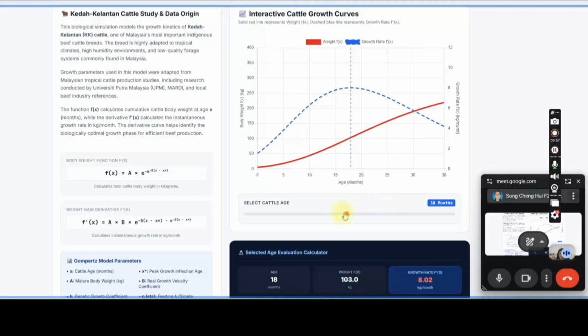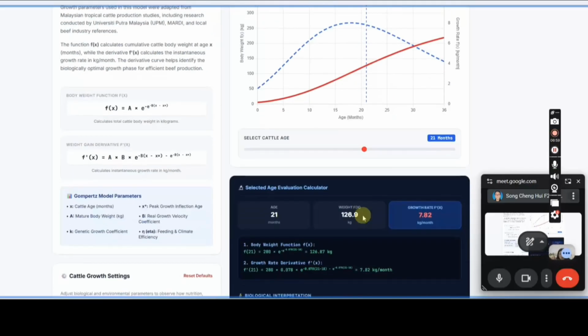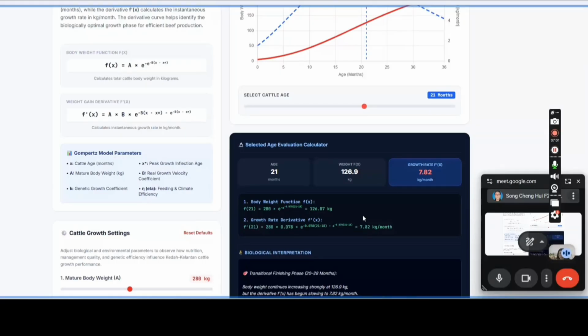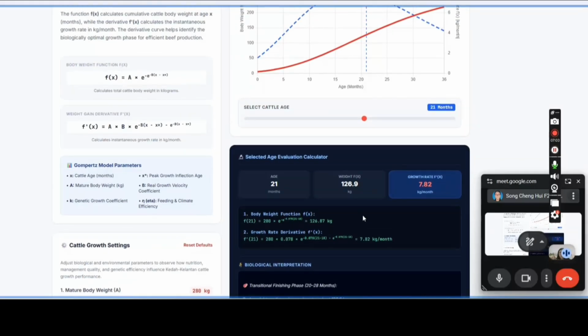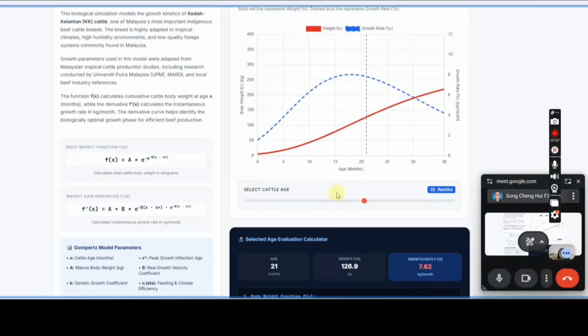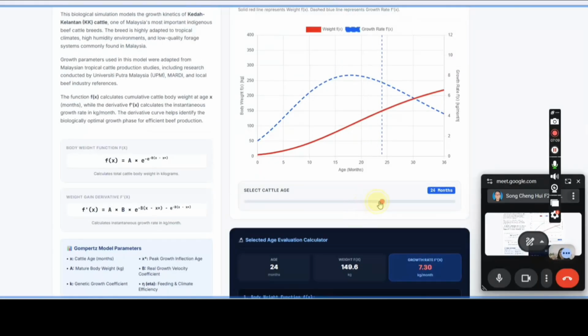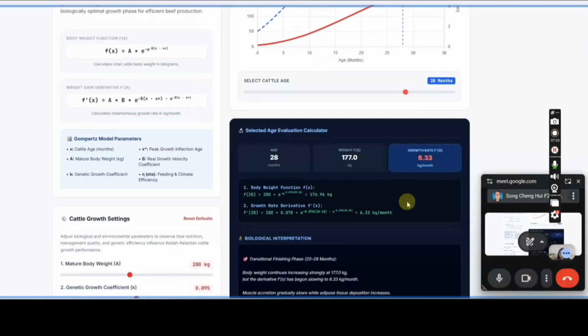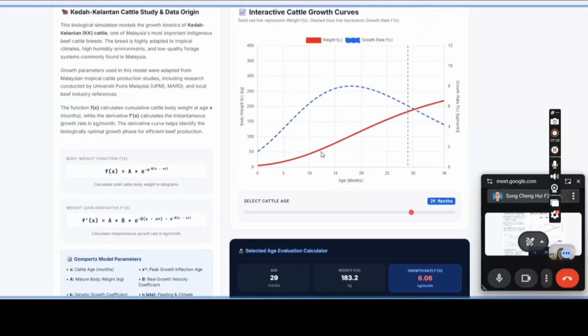After 20 months, between 20 to 28 months, there is a transitional finish phase for the cattle. We can see that the cattle is going to become mature during this time. The growth rate is decreased, but the body weight still increases. So after 28 months, the cattle finally reach the mature growth phase.